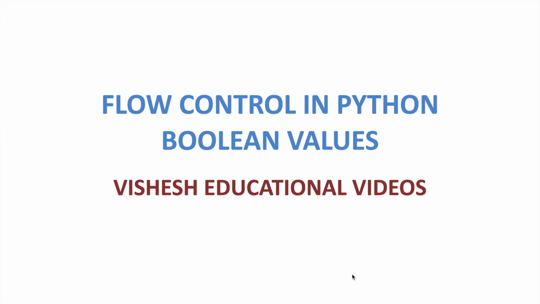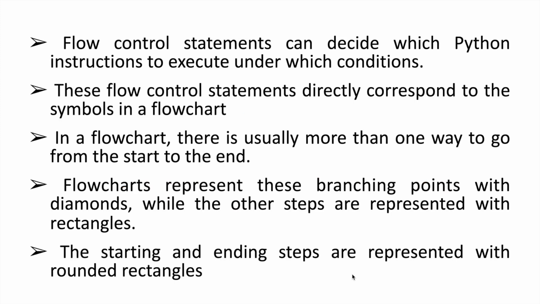So let me begin the explanation of the concept of flow control and also Boolean values. Flow control statements are nothing but they can decide which Python instructions to execute under which conditions. You know that programs are nothing but a set of instructions. Sometimes I need to decide which instruction has to execute first and which instruction has to execute second. So how to select the instructions? Based on the conditions that are used in the statements.